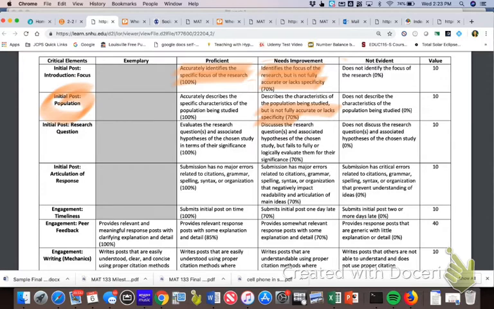As specific as possible. And then I would say for the research question, the most common error that people make is that they'll discuss the research questions and tell what the hypothesis is, exactly what the study says, but they don't actually evaluate the research question. That is what has a tendency to move it from needs improvement to proficient. So remember, evaluating means you are telling me whether or not you believe it's significant.